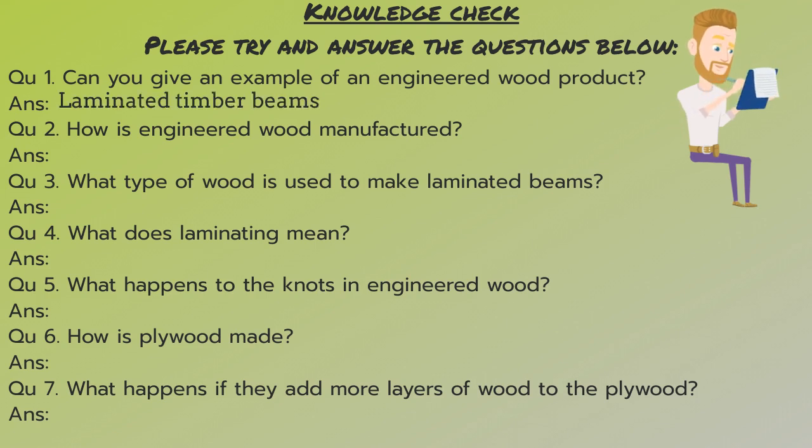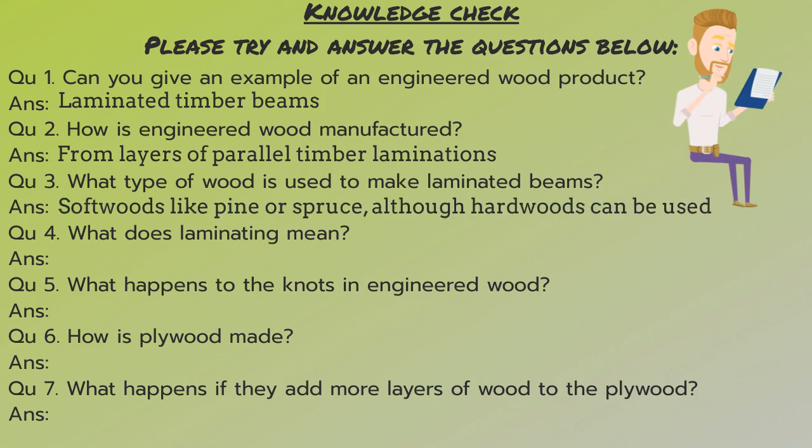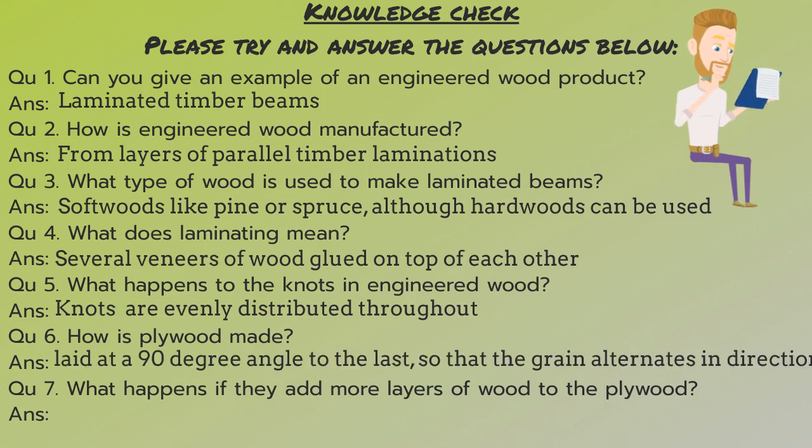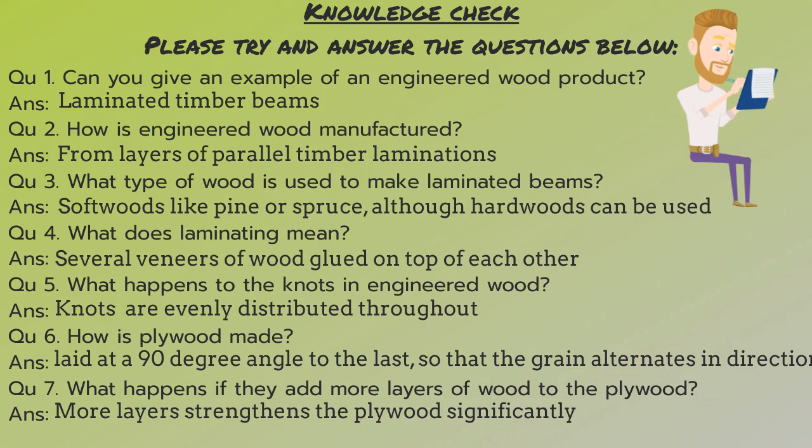Okay, so the answer to question 1 is laminated timber beams. Number 2, from layers of parallel timber laminations. Number 3, softwoods like pine or spruce, although hardwoods can be used. Number 4, several veneers of wood glued on top of each other. Number 5, knots are evenly distributed throughout. Number 6, laid at 90-degree angles to the last so that the grain alternates in direction. Number 7, more layers strengthen the plywood significantly.